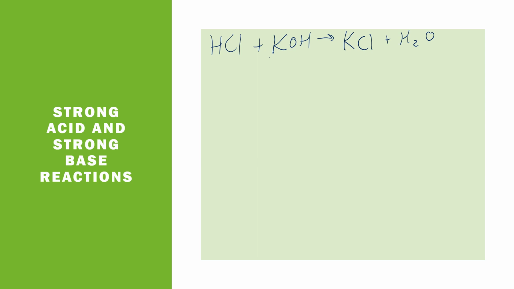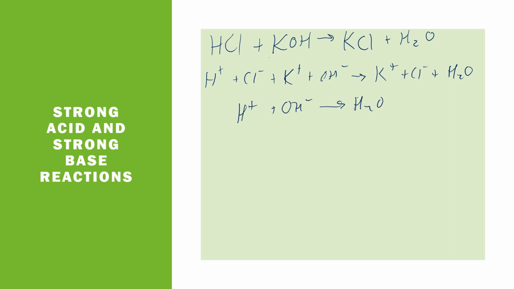Now typically, you're going to be asked to write a net ionic equation for this. Because the strong acids and strong bases are completely soluble, all of the ions here split apart. And on the product side, KCl is a soluble salt, so you would split that. That's completely soluble as well, and then the water stays together. So your net ionic equation would be hydrogen plus hydroxide yields water. And that is going to be essentially your net ionic equation for all of the strong acid, strong base reactions.